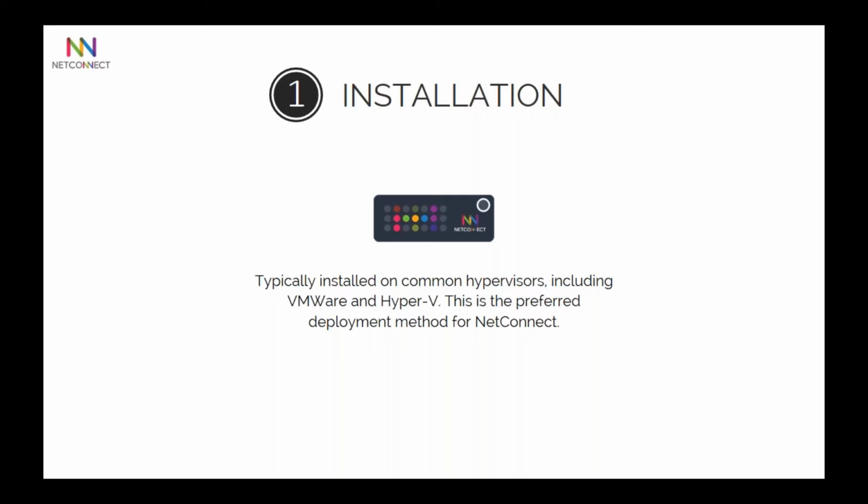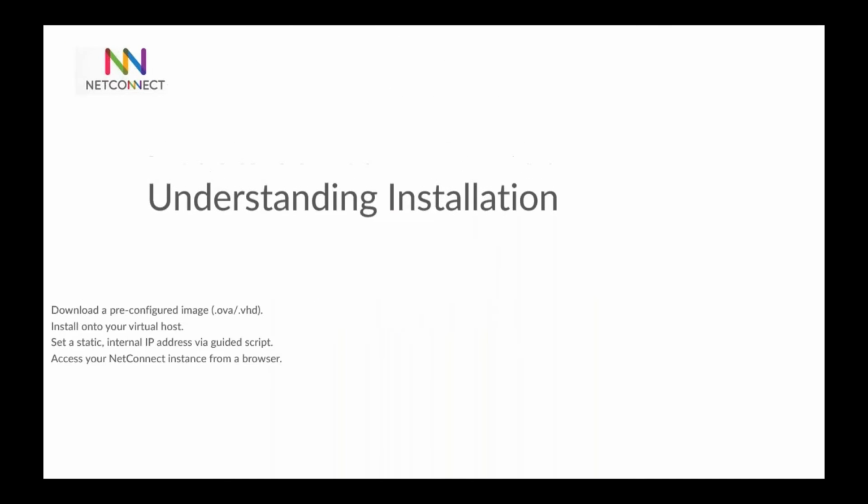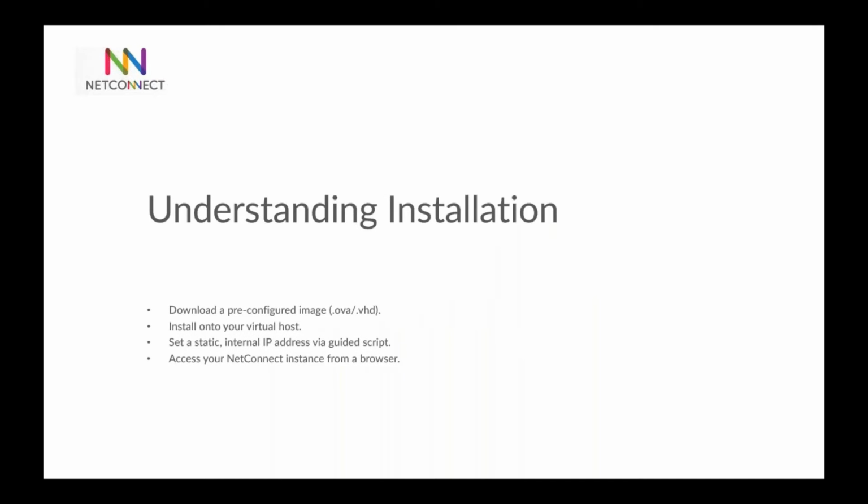So step one is the installation. As I said a moment ago, it's typically installed onto common hypervisors, including VMware and Hyper-V. It's the preferred deployment method for NetConnect. To begin your installation, you'll need to download a pre-configured image. It could be even an OVA or VHD, depending on the platform that you decide to use.